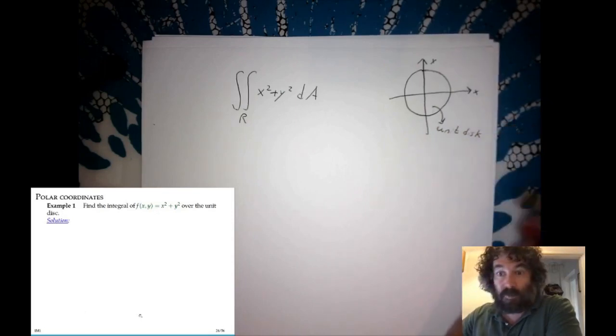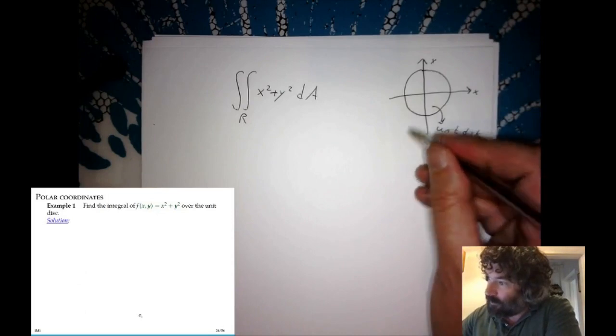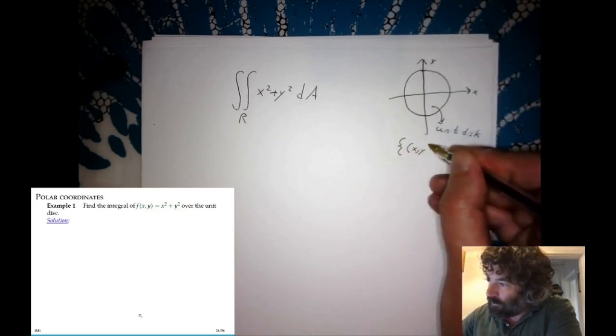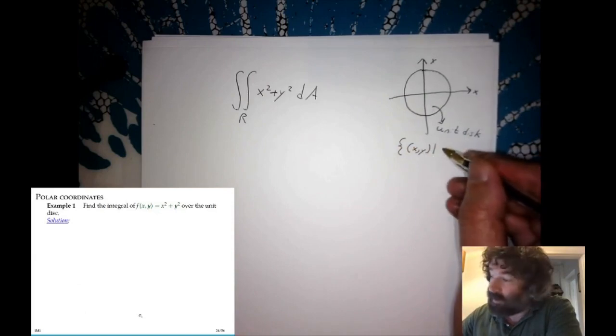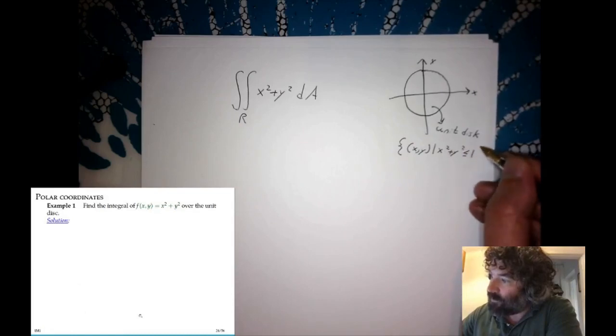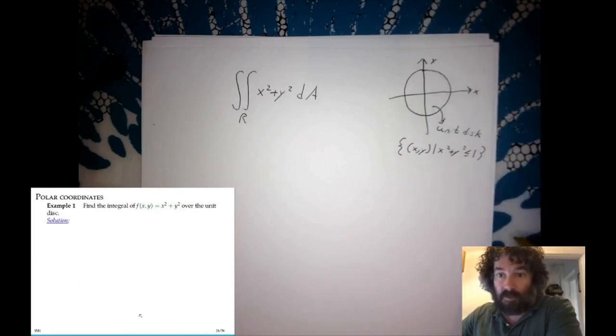You can also write it more explicitly as the set of points described by the coordinates x and y such that x squared plus y squared is less than or equal to 1. So the distance from the origin is less than or equal to 1.